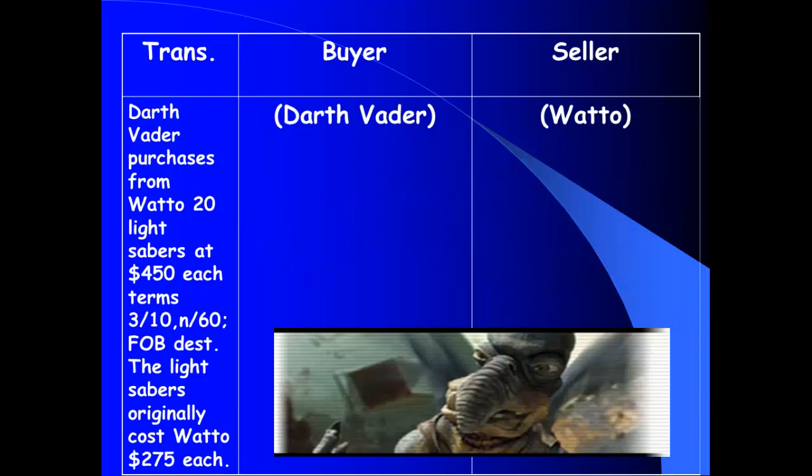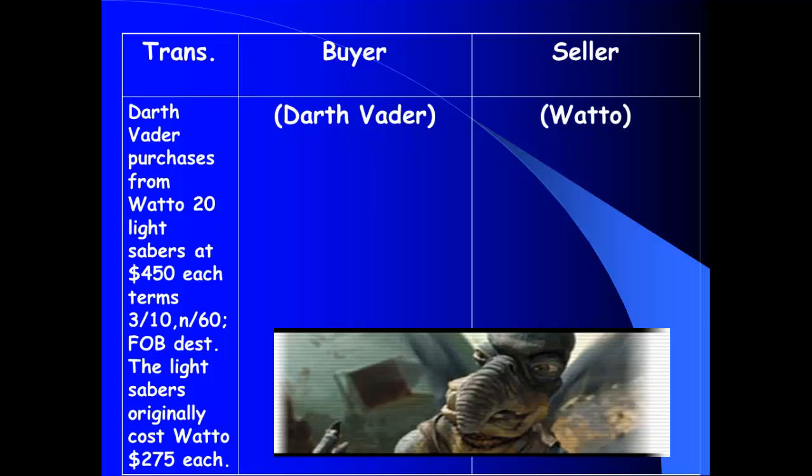New transaction. Darth Vader buys from Wano 20 lightsabers, $450 each, 3/10 net 60. Lightsabers originally cost Wano $275, and it's FOB destination. What of that do I not need right away? 3/10 net 60, except I didn't tell you if this is a cash or credit sale. When you see those terms there, you automatically know what? It's a credit sale. It's a sale on account. Anything else I don't need right away?